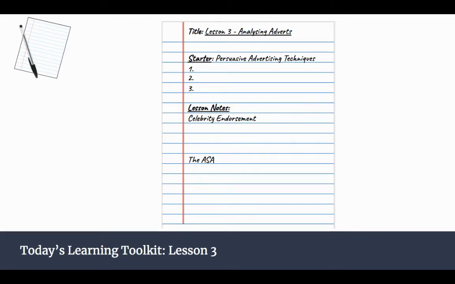Right, I'm hoping you have a piece of paper that looks exactly like this in front of you, because we are now going to begin the lesson.